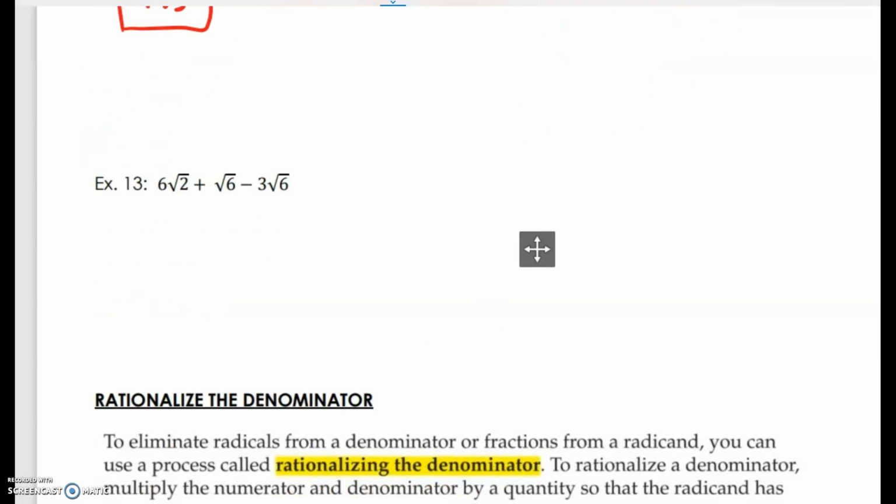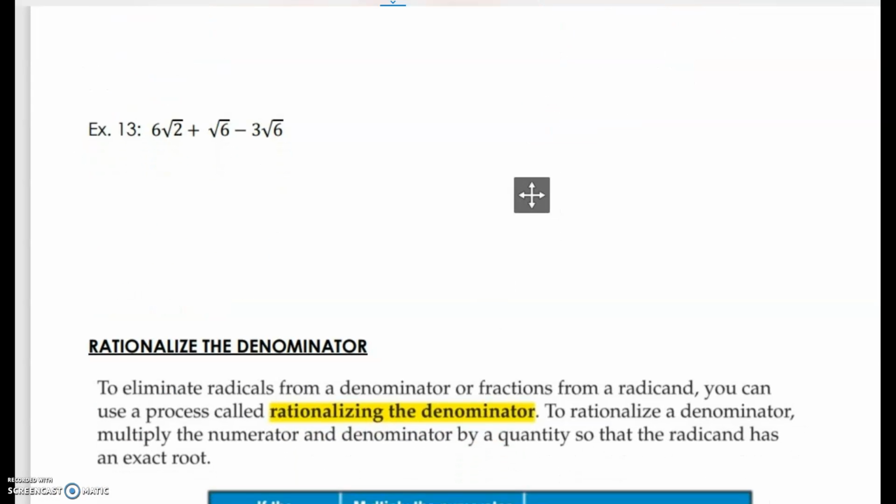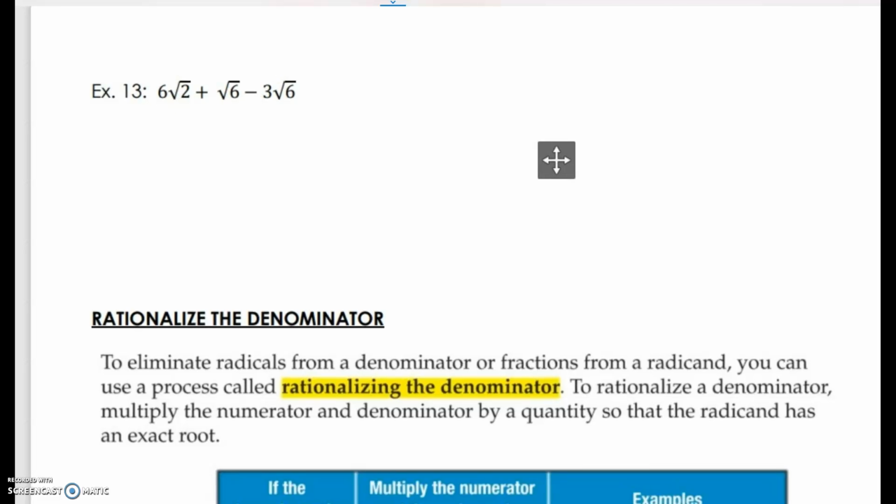Alright, let's move on to the last one here. Number 13. Let's see if you can do this one. So pause the video, give it a try first, and then resume when you're ready. Okay, so the first thing I'm going to do is try to simplify those radicals if I can. 2 is a prime number, it doesn't simplify, and then radical 6 isn't going to simplify, and this radical 6 isn't going to simplify.